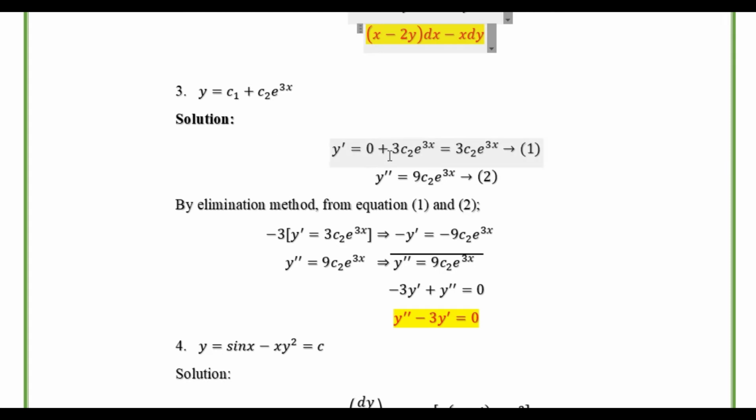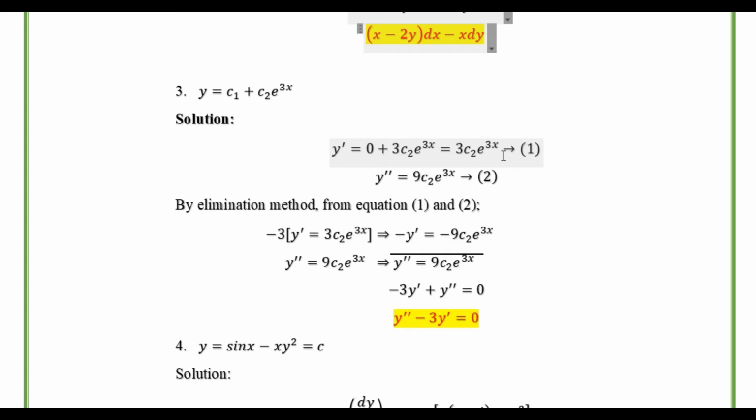So, y prime equals the derivative of a constant, which is of course 0, plus this C2 again, a constant. So we copy that. And then the 3 can be brought down, so 3 times e to the power of 3x. So that equals 3c sub 2 e to the power of 3x.